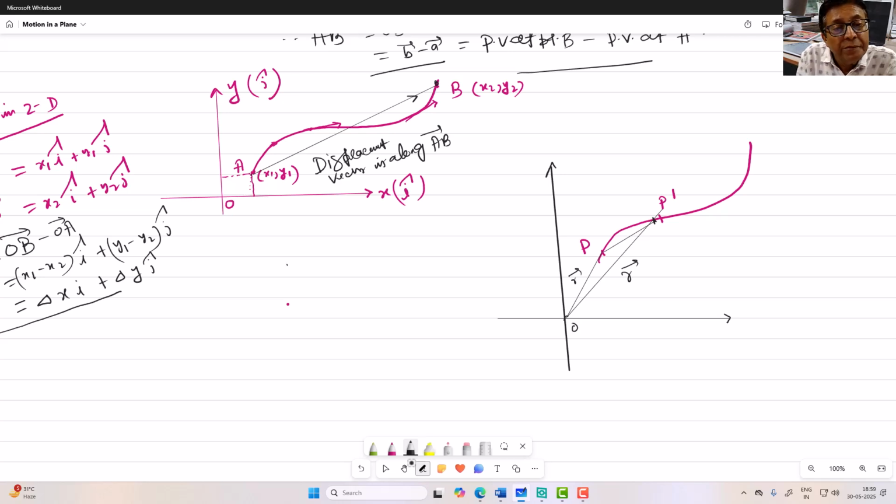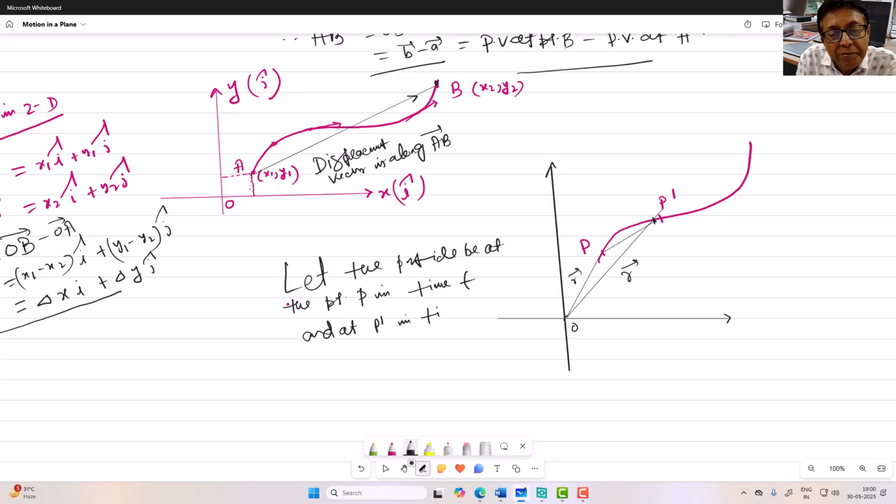Okay. Let the particle be at the point P at time t and at P dash at time t dash. Okay. Point P, its position vector is R, the way it is shown, and this is R dash.